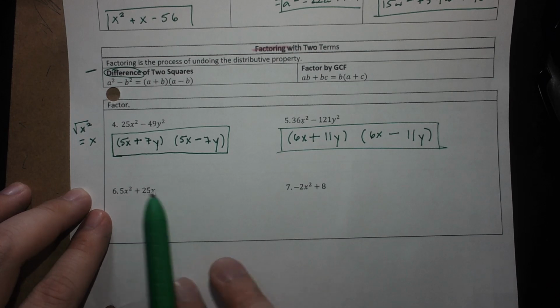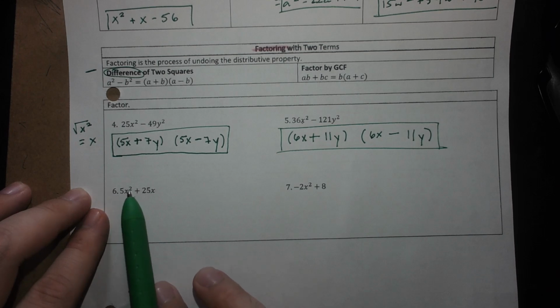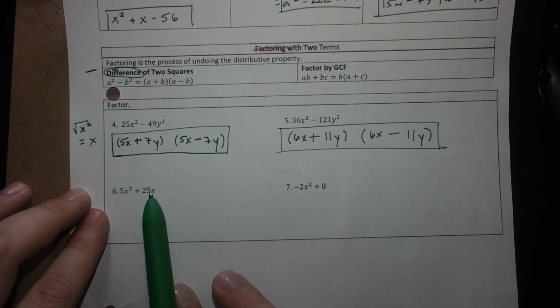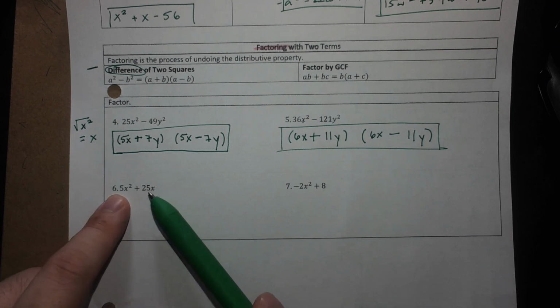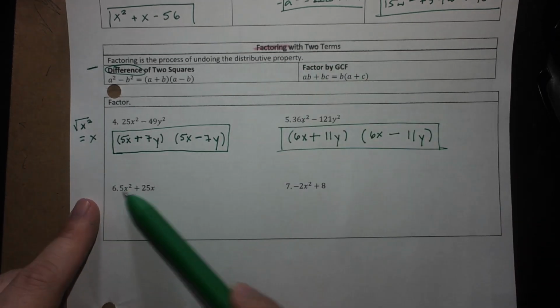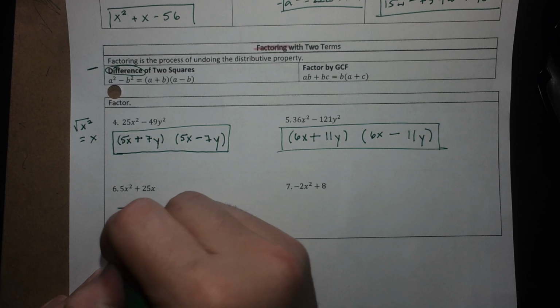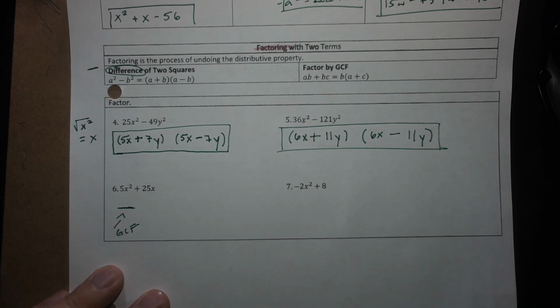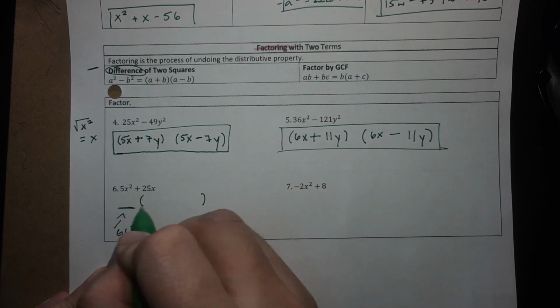If I look at these 2 numbers and also the variables, okay, what goes into 5x squared and 25x at the same time? Now, what I mean is, I need the highest number and or variable that will go into these 2 terms. Not the smallest. I don't want the smallest. I want the highest. So first of all, this is where I'm going to put the GCF. That's where I'm going to put the GCF. And of course, this is where the parentheses will be positioned, okay?